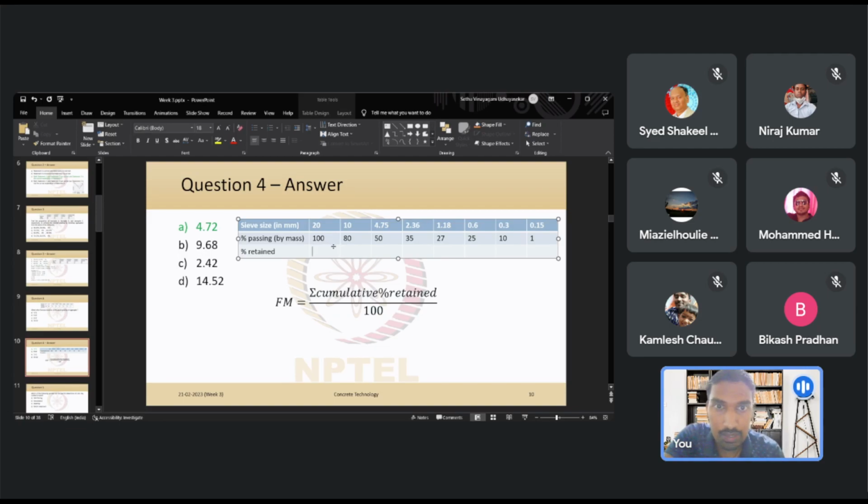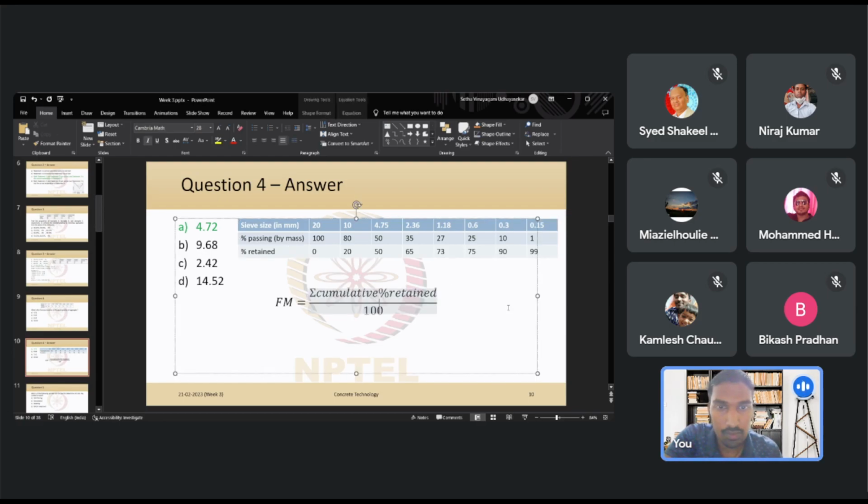For 20 mm, 100% is passing, which means nothing is retained, so it is 0. For size 10, 80 is passing, which means 20% is retained. For 4.75, 50 is passing, so 50% is retained. For 2.36, 35 is passing, so 65% is retained. For 1.19, 27% is passing, so 73% will be retained, and 75% is retained on 0.6 mm, 90% on 0.3, and then 99% on 0.15 mm, right?